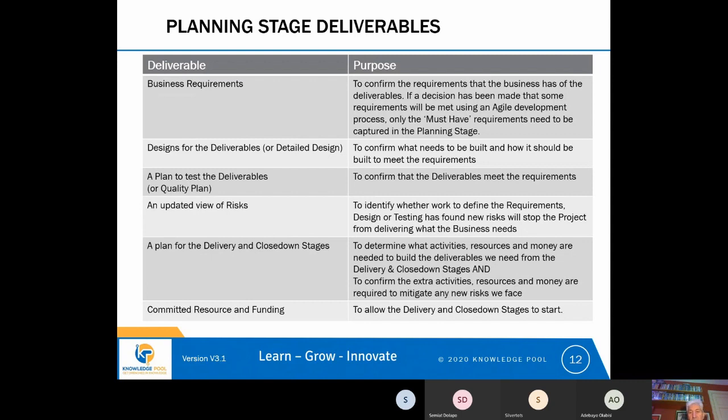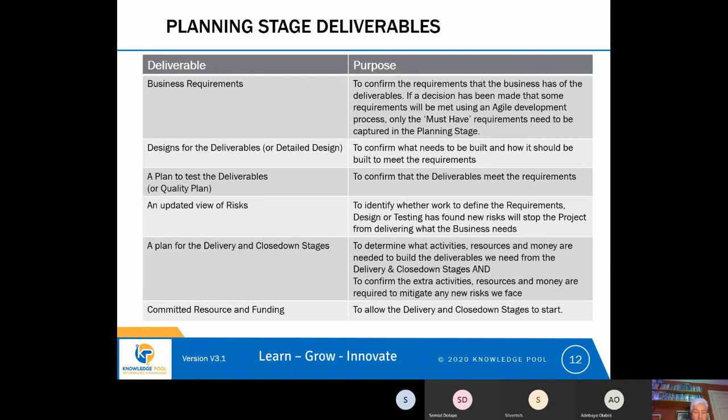And what the plan is doing is it's saying what are the activities, resources, and money that we need to build the deliverables for the delivery and close down stages, but also to think about those extra activities and resources and money that we need in order to mitigate any new risks that we found. So you can see that in order to build our plan, we have to have already done our review of risks, because we need to consider any new risks that we face in our plan.